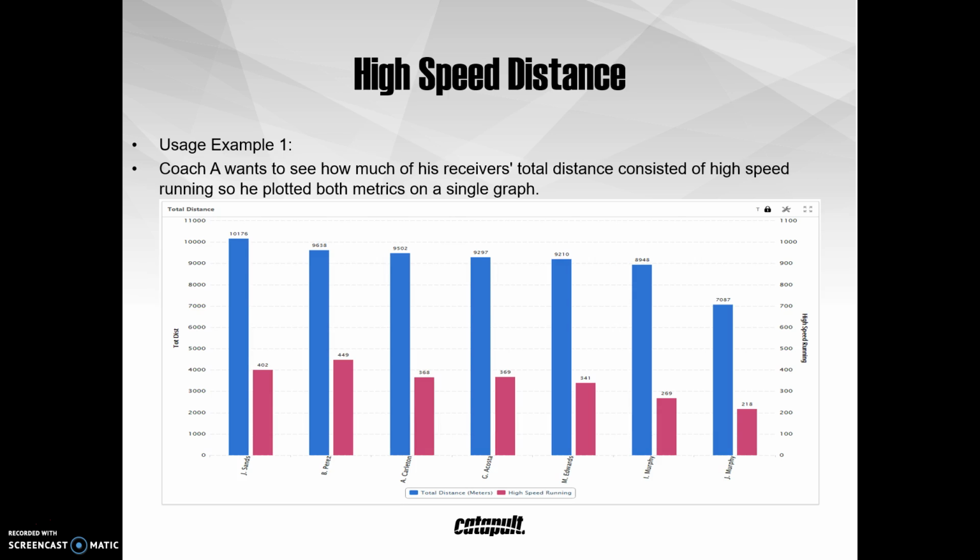Looking at high-speed distance in addition to total distance will allow us to see more information than just looking at total distance itself. Total distance can be accrued at any speed, so a lot of what goes into it can be either just walking or light jogging. And high-speed distance allows us to see how much of the athlete's distance was actually quality, that they actually had to work harder to achieve.